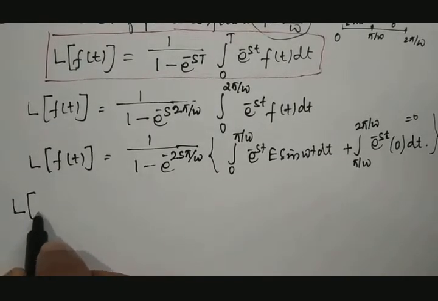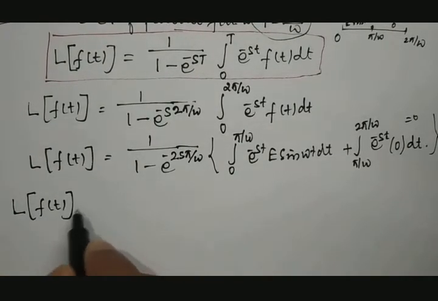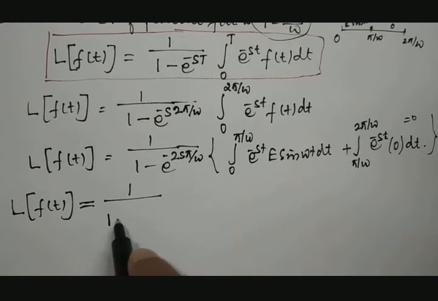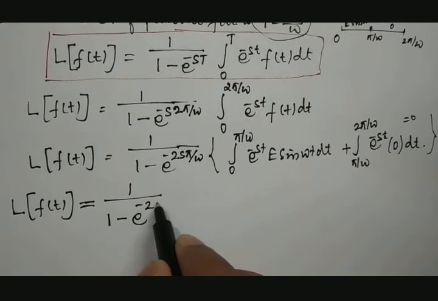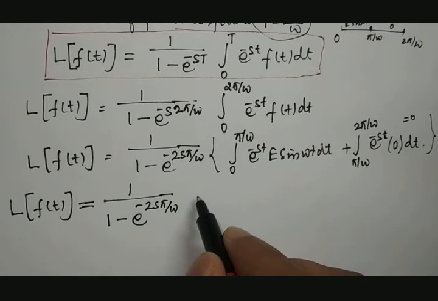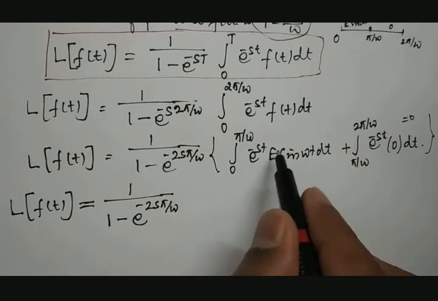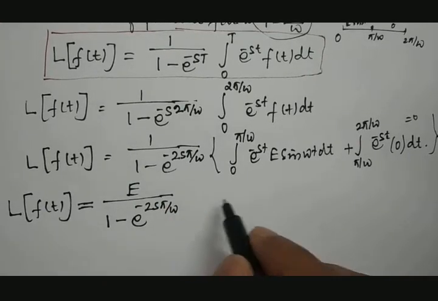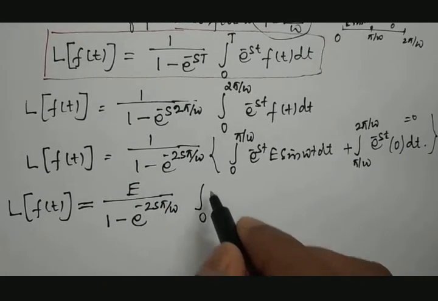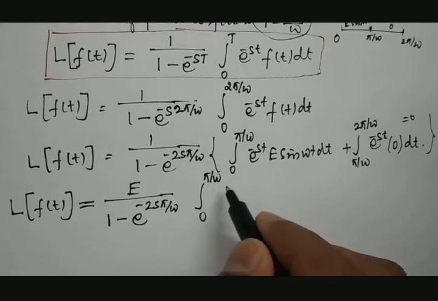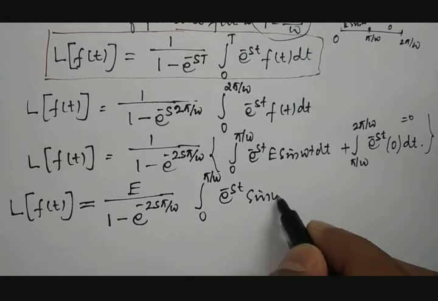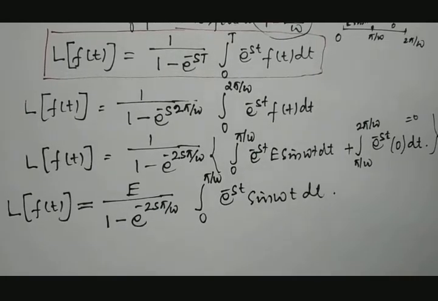Therefore, the Laplace transformation of f of t is equal to 1 divided by 1 minus e raised to minus 2s pi by omega, into, since e is a constant given in the example itself, it will be taken out. Then what remains is the integration between 0 to pi by omega of e raised to minus st into sine omega t dt.